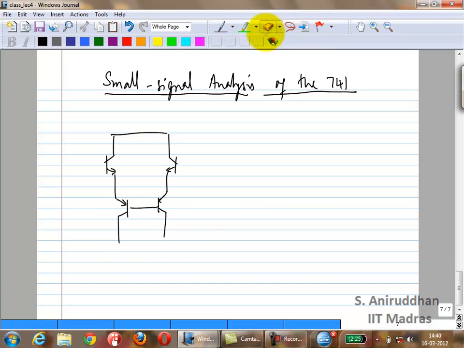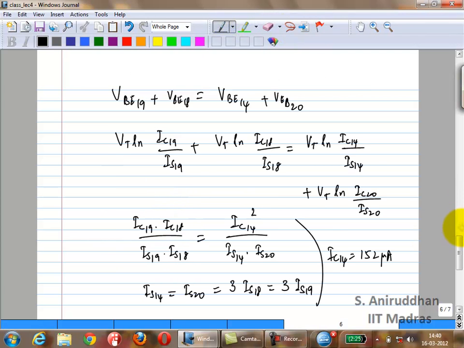Yes. This one? Why did I put IS14 equals IS20? I just put it in there. Okay, in reality, like I said, it could be more. Well, it would be slightly more, definitely. Here, for simplification purposes, I put it like this.